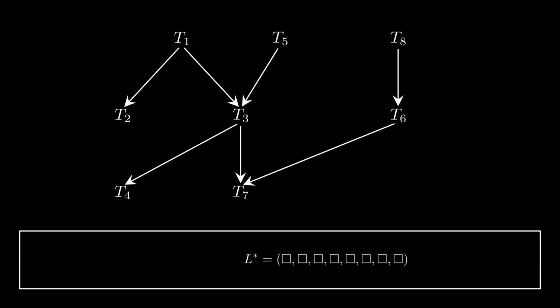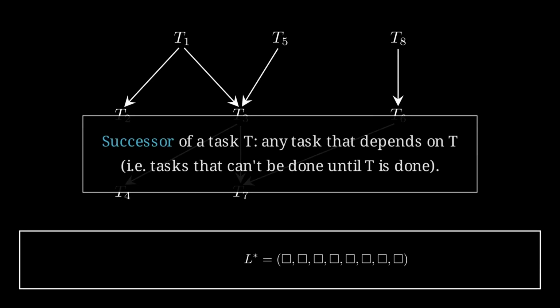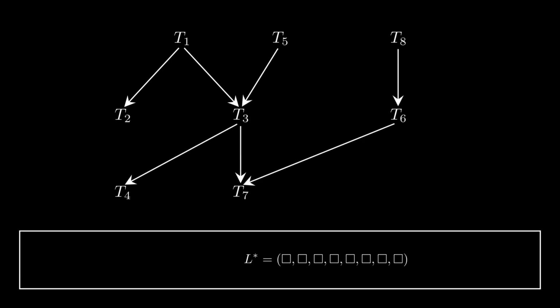But it is easy to see that tasks 2, 4, and 7 can be done as late as possible, as they all have no successors. In other words, tasks 2, 4, and 7 can be done as late as possible because they don't have any other tasks waiting for them to be done. So let's put 2, 4, and 7 in the last blanks of L star. It should be noted that their order doesn't really matter. I'm simply putting them in order of their subscript for visual purposes.